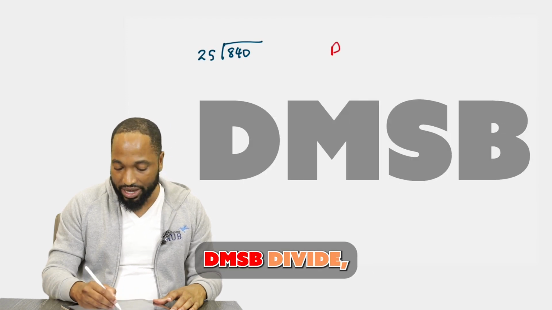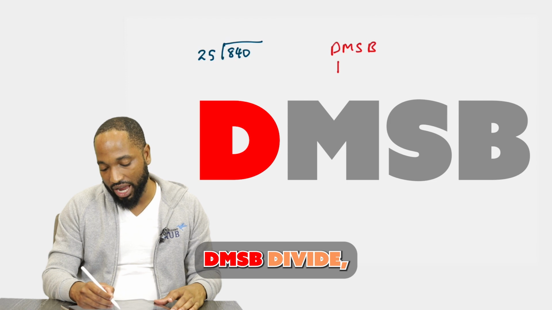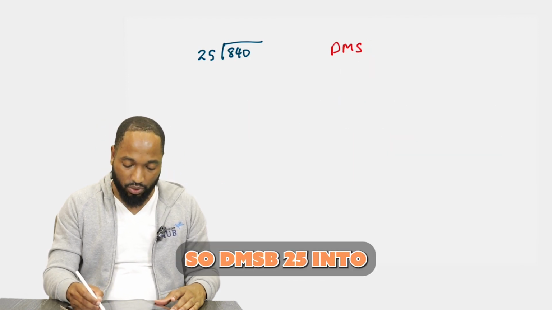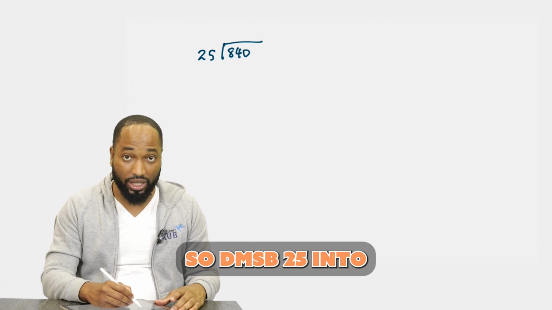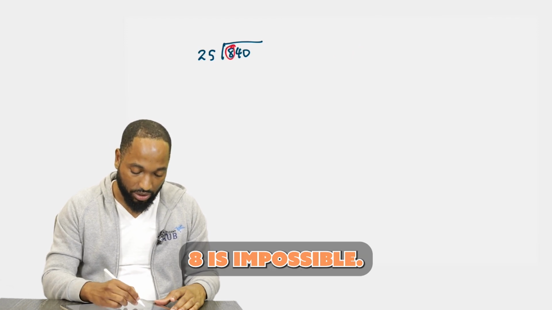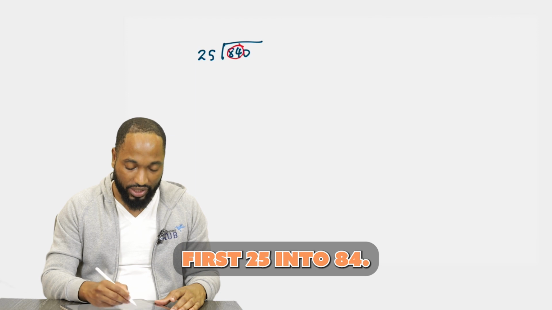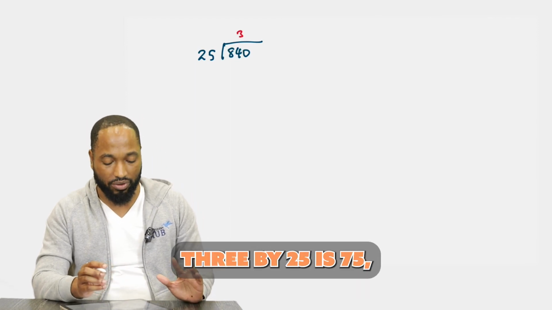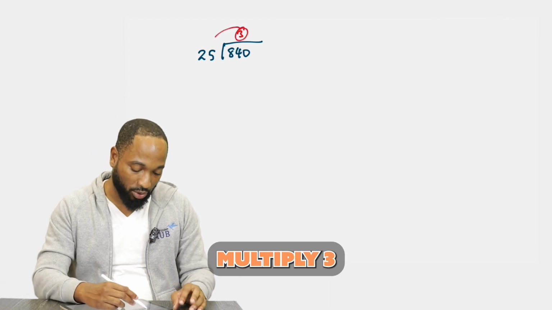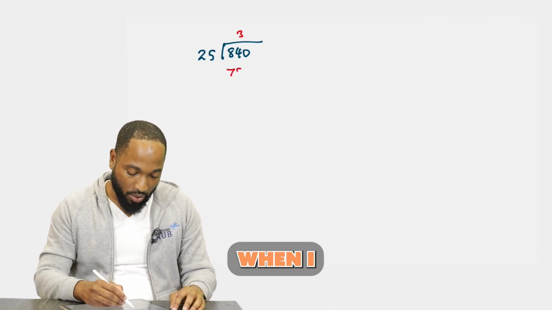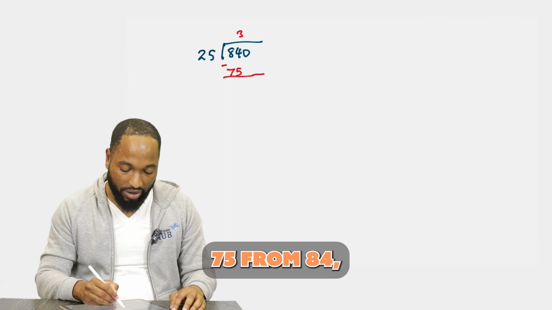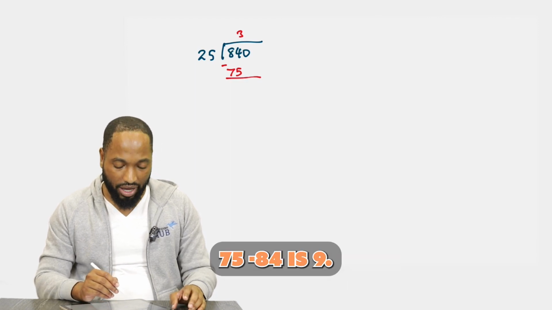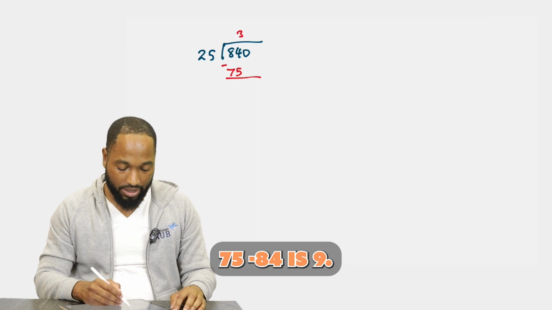Remember the letters D, M, S, B: divide, multiply, subtract, bring it down, and do it all back. So DMSB. 25 into 8 is impossible, so it's division first: 25 into 84, we know that is 3. How do I know that's 3? 3 by 25 is 75, which is the next step, multiply. 3 by 25 is 75. When I subtract 75 from 84, how much do I get? 84 minus 75 is 9.